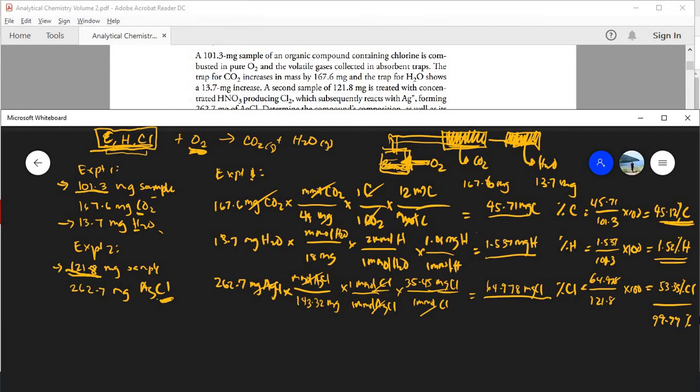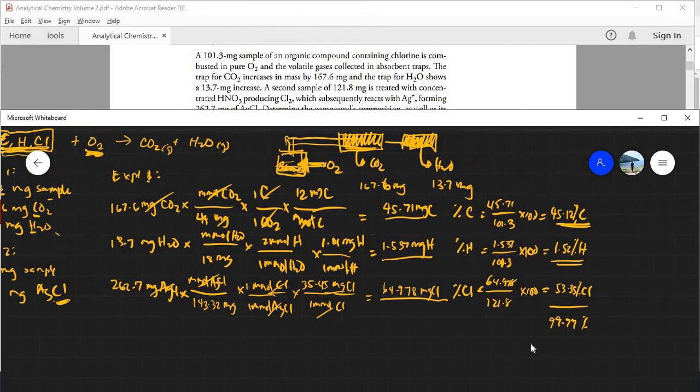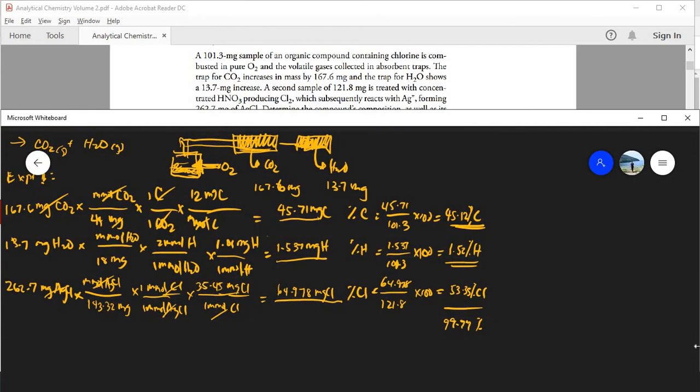Okay, let's convert these into moles. Okay, so you have 45.12% carbon. So let's use 45.12%. So wait, class.